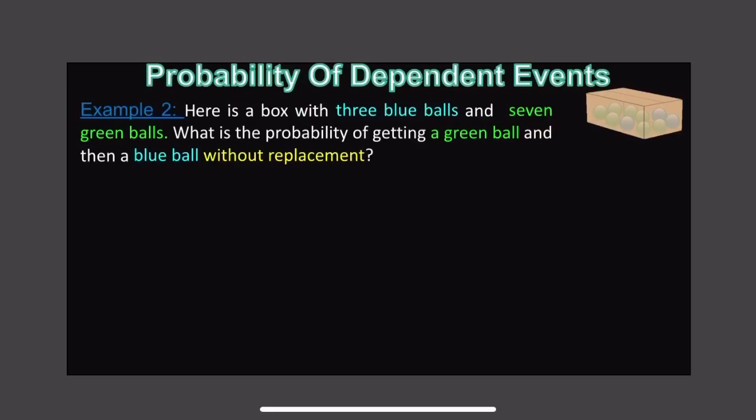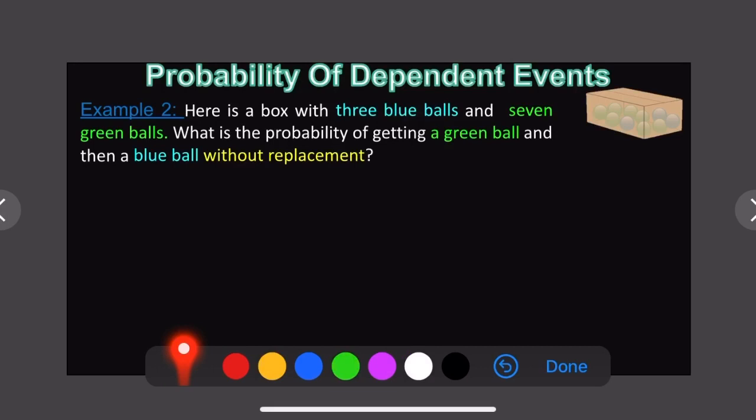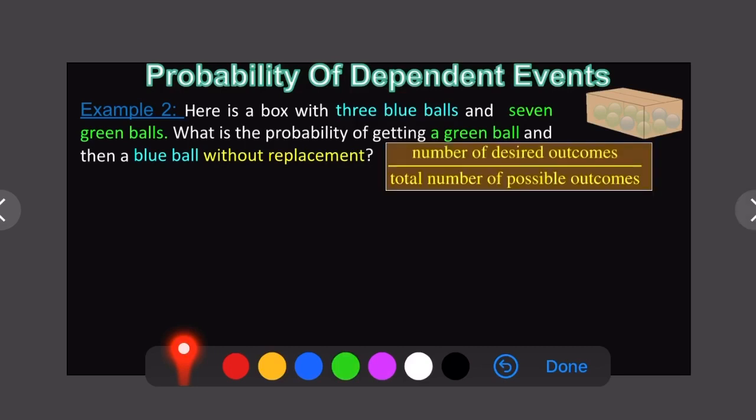In this example, here is a box with 3 blue balls and 7 green balls. What is the probability of getting a green ball and then a blue ball without replacement? So we have to calculate the probability of both the events separately. Okay, so let's do that. For the first event and for the second event, we calculate the probability separately using the single event formula.